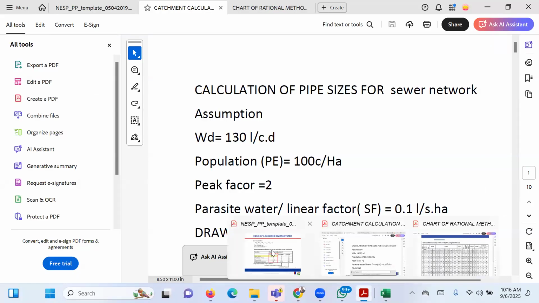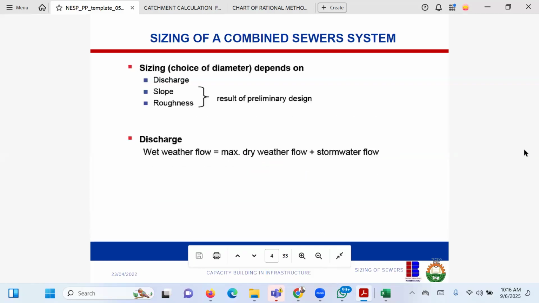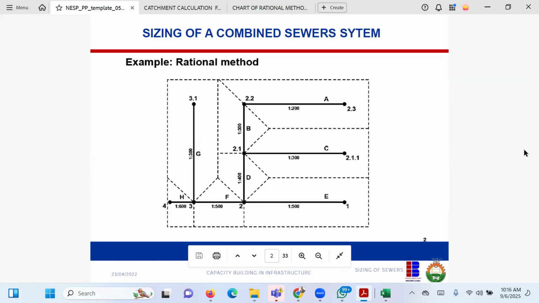So this morning, we'll be looking at the rational method. The rational method, like I said previously, is one method of stormwater design that has stood the test of time. So let's assume that I'm being given a layout.